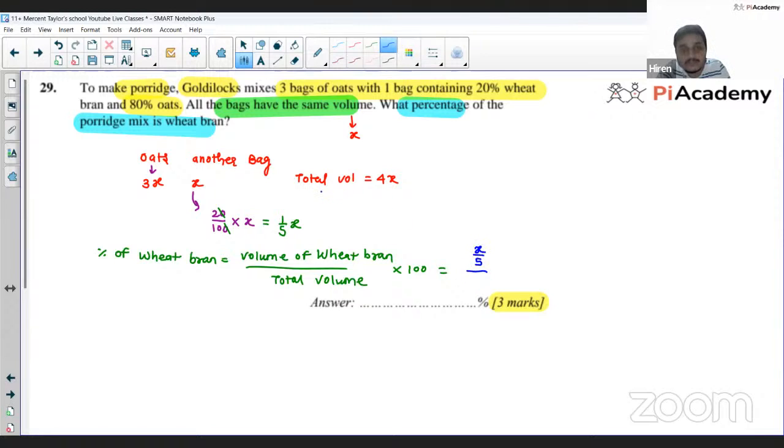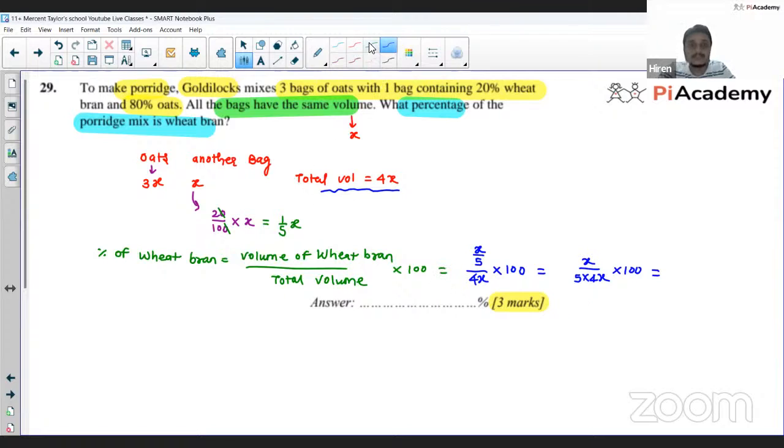Dividing by total volume. So total volume is what? Each bag is of the same volume, right? And there are 3 bags of oat and 1 bag of mixture, right? But in total, there are 4 bags. That's why it's 4x, okay? And then we need to do times by 100. As you know, if this is a fraction, the denominator will get multiplied with the one below, so it will become 5 times 4x, and then times by 100.